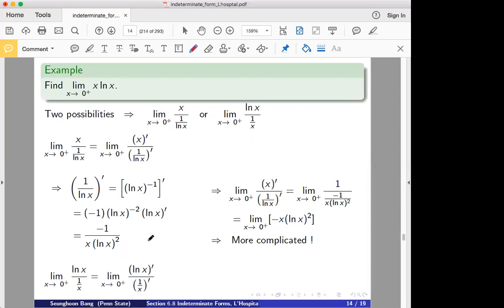Same, use L'Hopital's rule. The ln of x prime is 1 over x. What is 1 over x prime? Could you write your answer? What is 1 over x prime? Do you know 1 over x prime? So what is 1 over x prime?